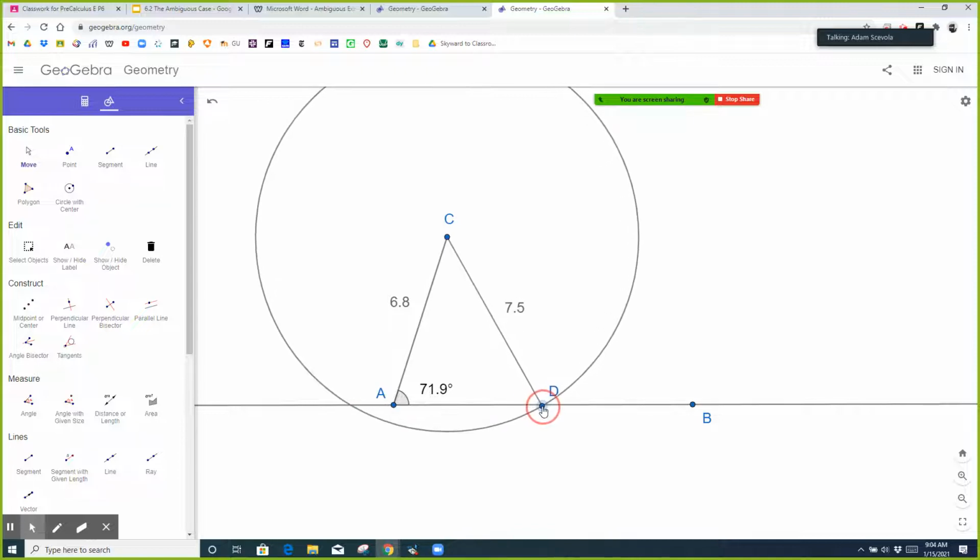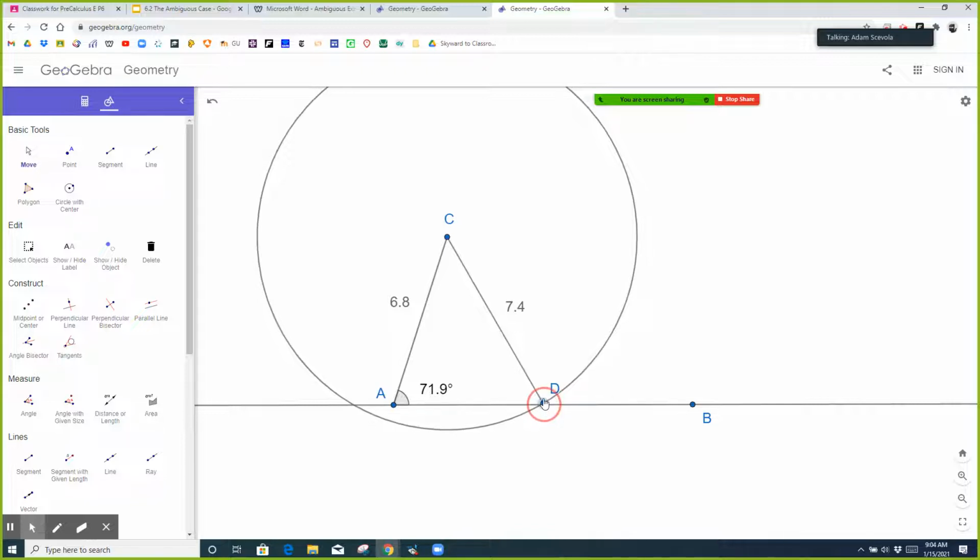So look what happens when I make this side less than 6.8. Right now, this circle will only cross side AB at one point, in this case, point D, where you can make a triangle. Notice how the other place where it crosses AB would be on the opposite side of that angle, so it would be a different type of triangle.